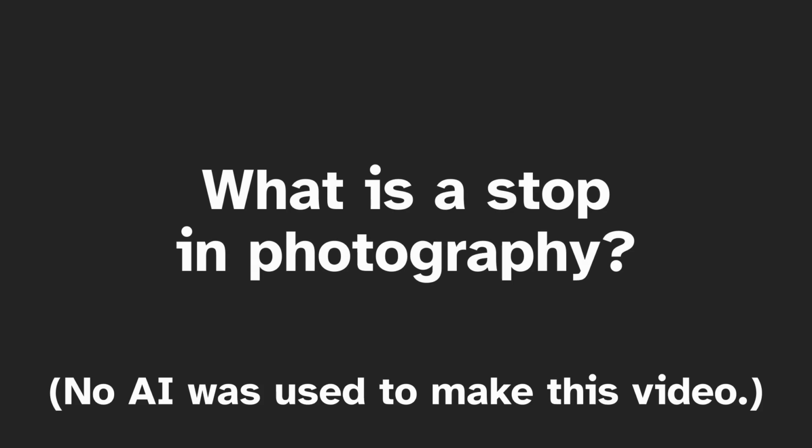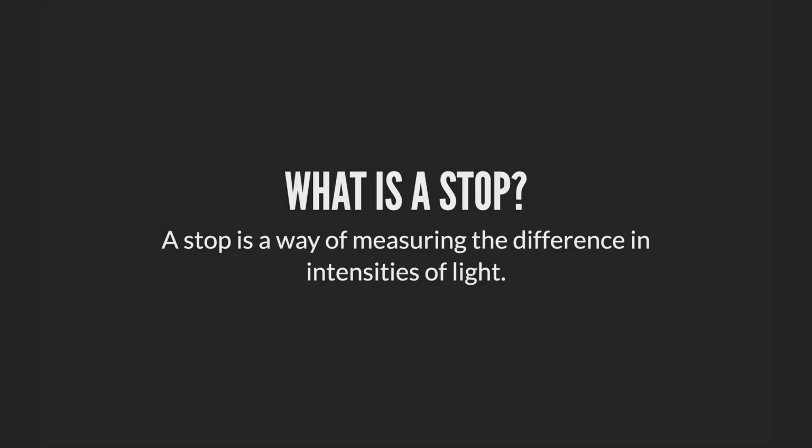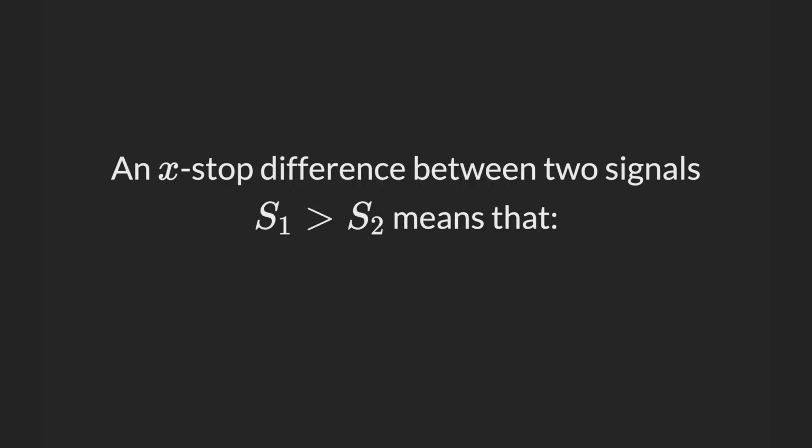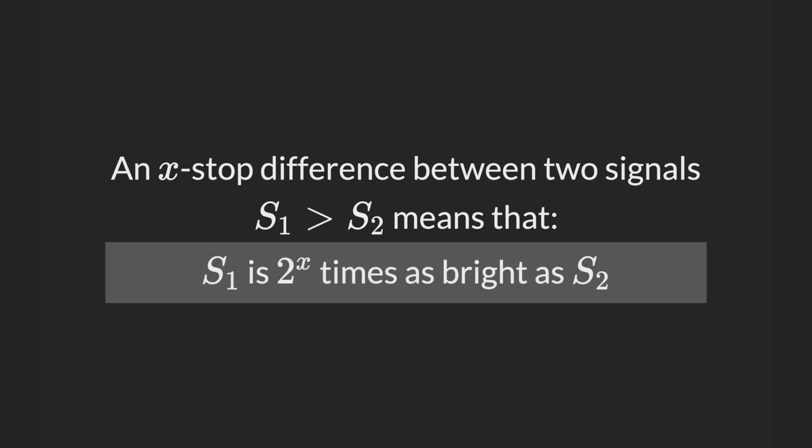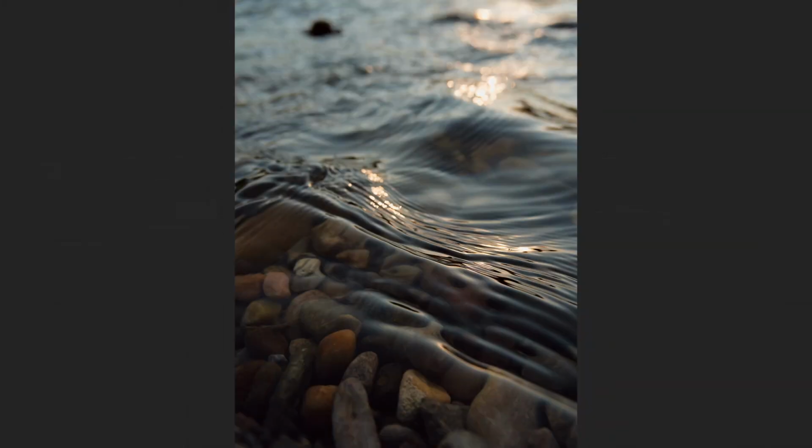What is a stop in photography? A stop is a way of measuring the difference in intensities of light. An X stop difference between two signals, S1 greater than S2, means that S1 is 2 to the power of X times as bright as S2. In photography, this is applied to two different settings of aperture or shutter speed.